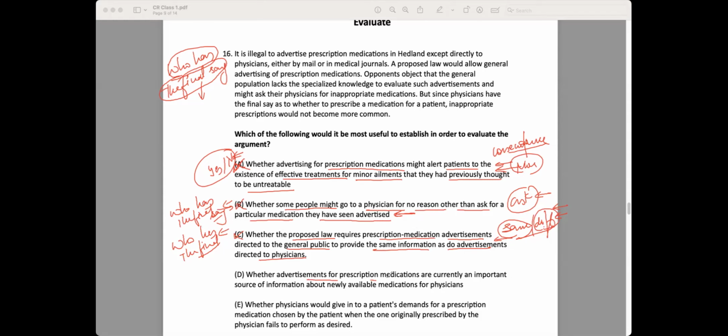Whether advertisements for prescription medications are currently an important source of information. Again, whether it's important or not important, yes or no, it doesn't tell me who has the final say. Doesn't really matter. Whether physicians would give in to the patient's demand of prescription medication chosen by the patient when the medication originally prescribed by the physicians fails to perform. Now, if we have a yes or no case to this answer, yes means the physician will give in to the patient's demand. That means the patient has the final say. No means the physicians will not give in. That means the physician has the final say.